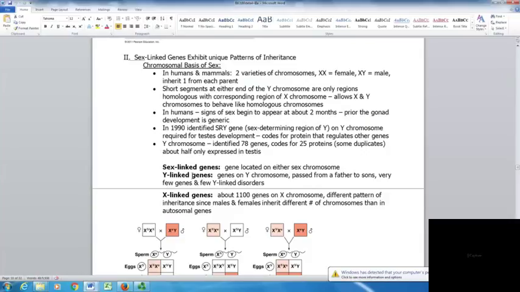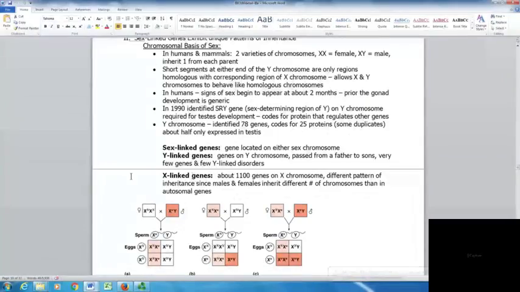Sex-linked genes are going to be genes located on either sex chromosome. Y-linked genes are on the Y chromosome. They're passed from fathers to sons. They only go to sons because if you get a Y chromosome, you will be a male. There are very few genes and very few Y-linked disorders just because of the smallness of the Y chromosome.